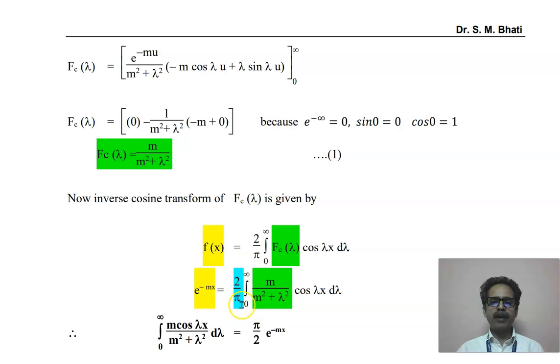Without disturbing this integral, if we take 2 upon pi to the left hand side, we get the value of this integral as pi upon 2 e raised to minus mx. So in this problem, we have obtained the Fourier cosine transform, and we have used it to evaluate this kind of integral.